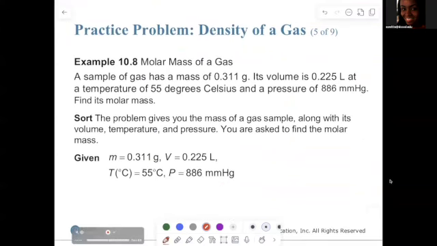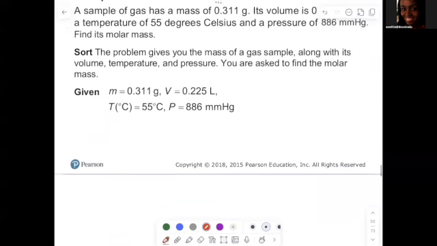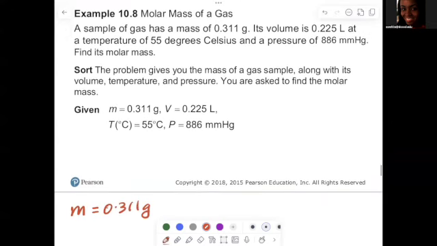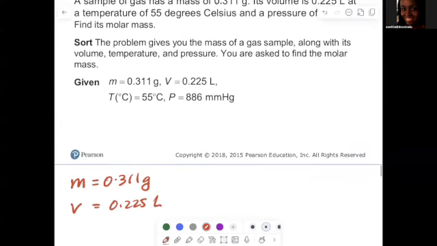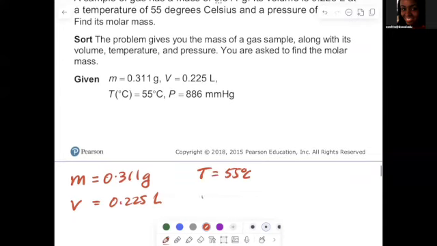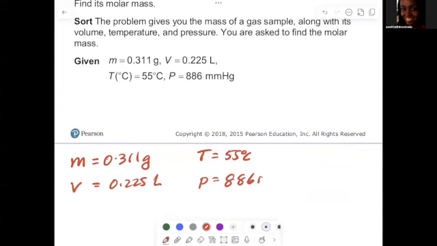This time they're saying that they want us to find, what? Let me go ahead and add a page here so we can solve this problem. Okay, in this problem here, we're told a sample of gas has a mass. So we're given mass of 0.311 grams. Its volume is 0.225 liters. So we got mass and volume. The temperature is 55 degrees Celsius and pressure is 886 millimeters of mercury.